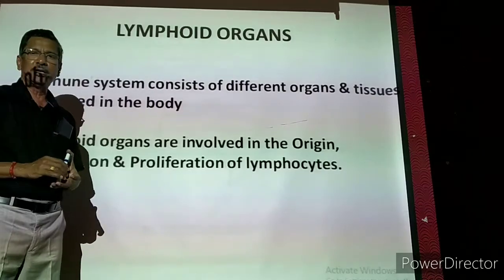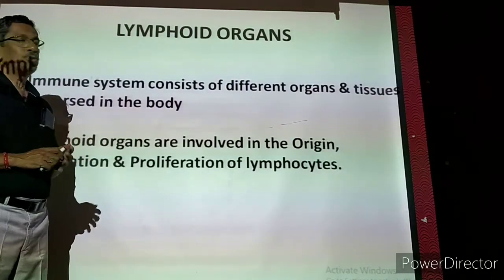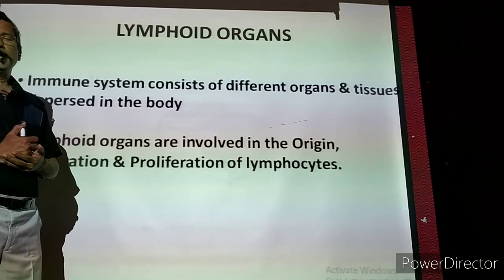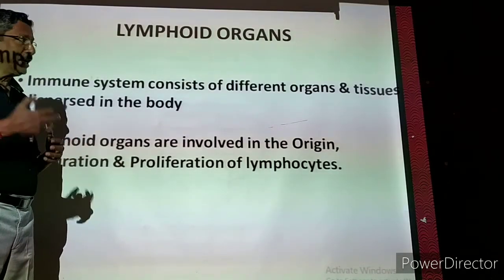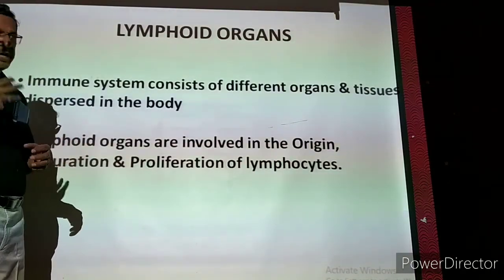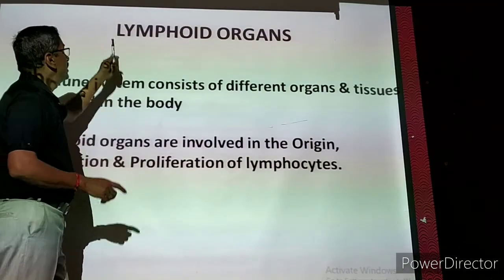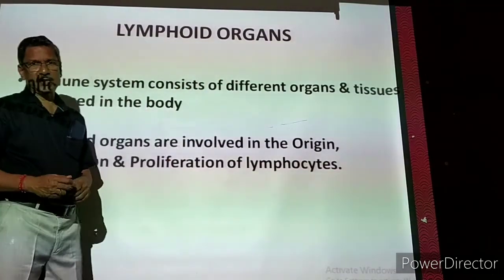Students of standard 12 biology. In the previous class we started with immunity. We have taken up to the immunity, different types of immunity, active immunity, passive immunity, everything. Now we are going to see the lymphoid organs.